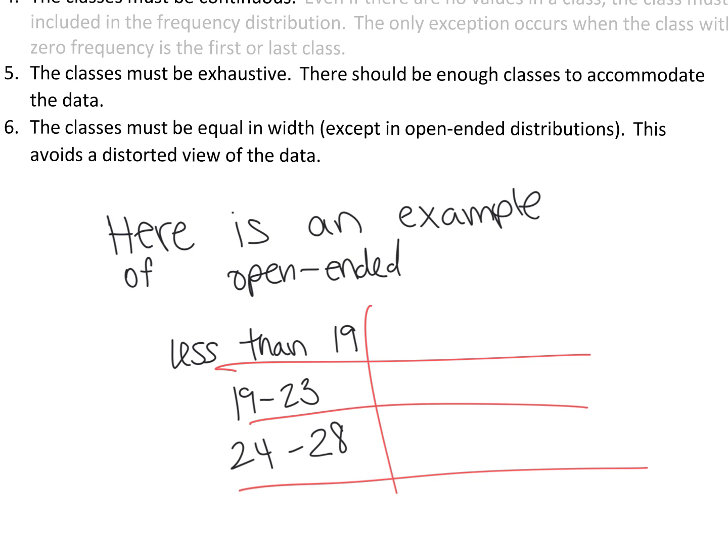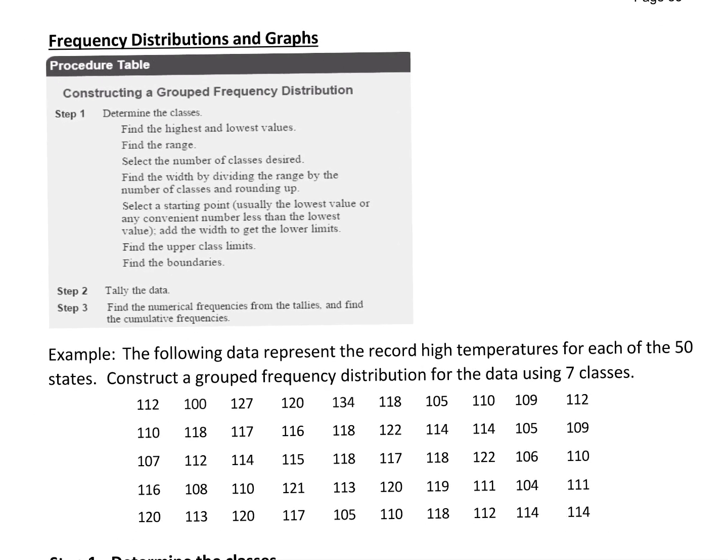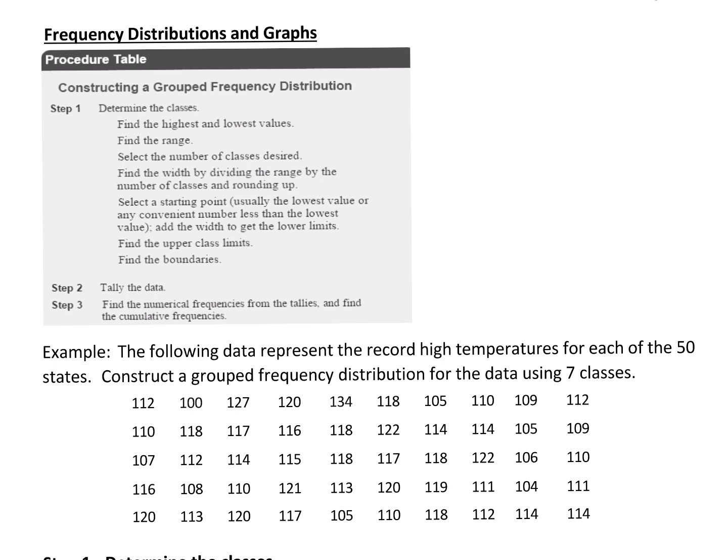All right, let's move into the procedure of constructing a grouped frequency distribution. So let's go ahead and move to that. We're going to construct this, and I'm going to label this. Step one is actually a whole lot. A is find the highest and lowest values. B is the range. So the range is just the highest value minus the lowest value. So the highest minus the lowest.